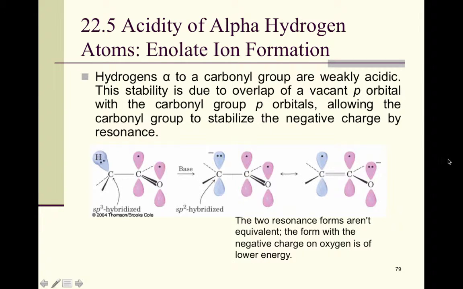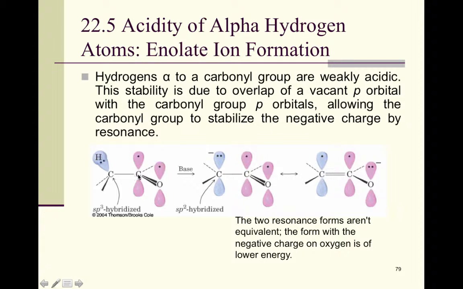Acidity of alpha hydrogen atoms, enolate ion formation. Hydrogens alpha to a carbonyl group are weakly acidic. This stability is due to the overlap of a vacant p orbital with the carbonyl p orbitals, allowing the carbonyl group to stabilize the negative charge through resonance.